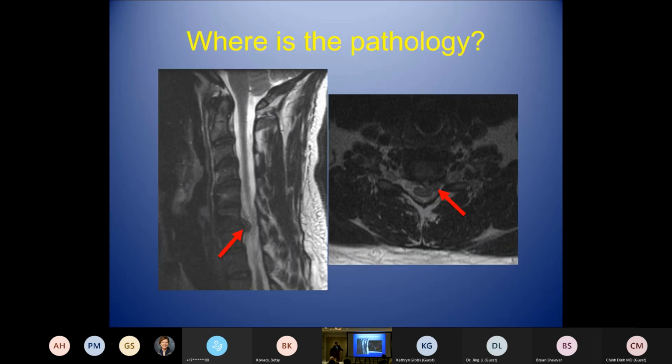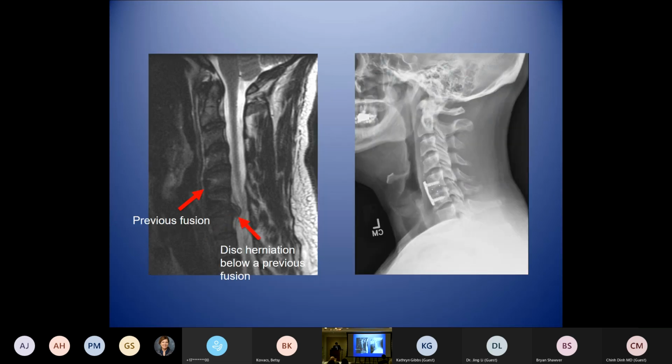So going back to the question of where is the pathology, this is a case I showed earlier, that 40-year-old gentleman with left-sided cervical radiculopathy, and now I have arrows pointing to where the pathology is, right? So there's a large disc herniation on the front that's towards the left, compressing that nerve root. And this is his preoperative x-ray. This is a gentleman who actually had a previous C5, C6 fusion operation several years ago, and this disc herniation is at the level below that fusion operation.